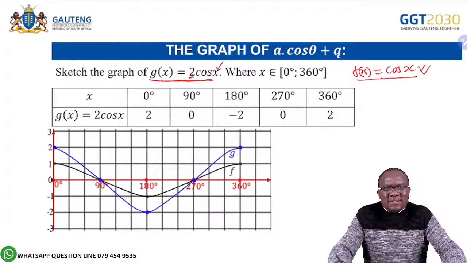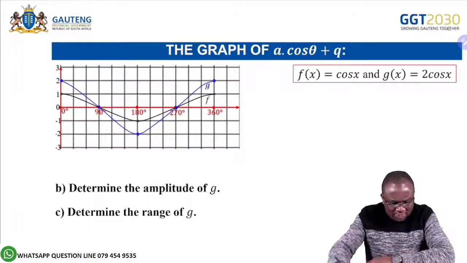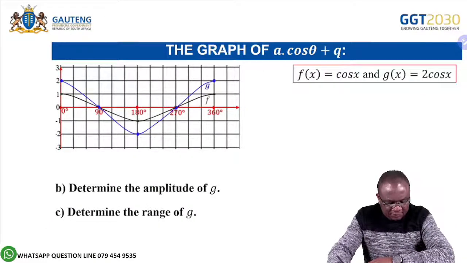Welcome back, grade 10s. Now let's discuss. What did you see? What can you say about the amplitude of g and also the range of g? The blue graph. What is the amplitude and what is the range? Can I give you 1 minute to answer that before we move on? Just 1 minute, answer these two questions, then I'll give you the answers after that.